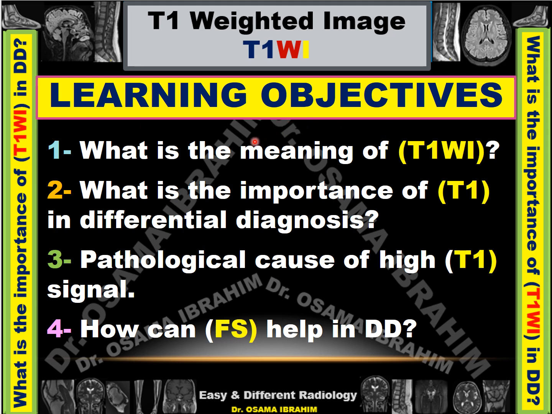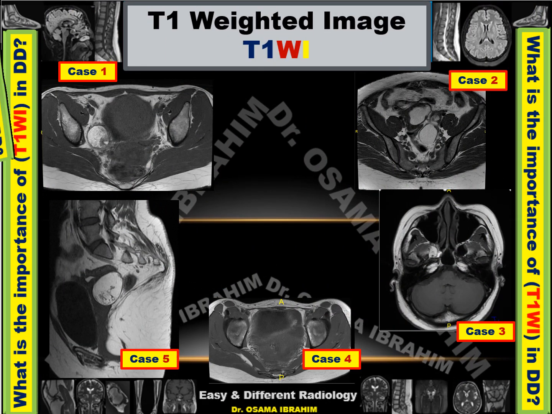The learning objectives for my presentation are: what is the meaning of T1 WI, what is the importance of T1 in differential diagnosis, the pathological causes of high T1 signal, and how fat suppression, FS, can help in differential diagnosis. After my presentation, I will present 5 cases.